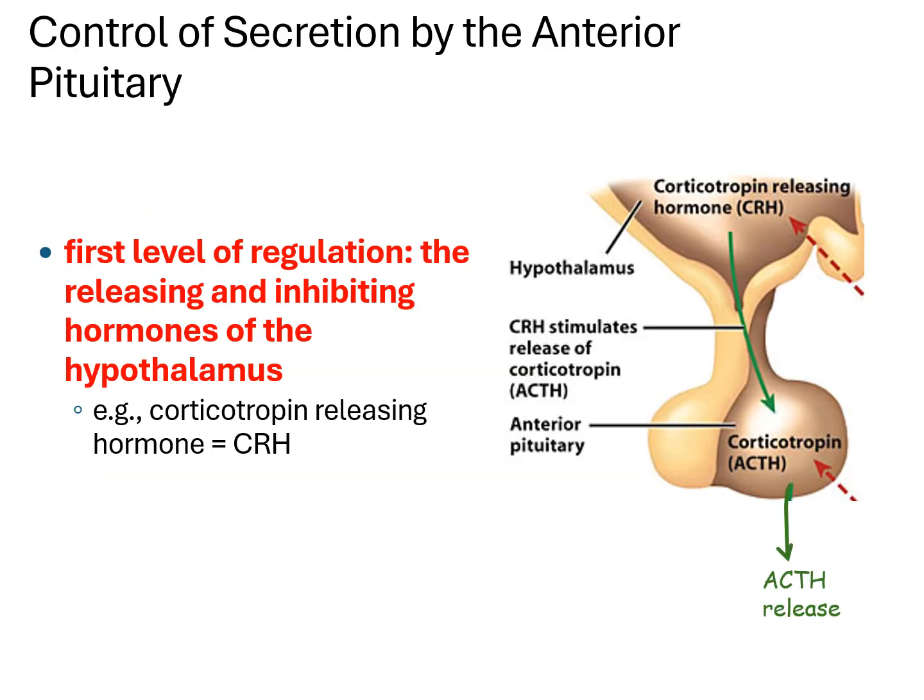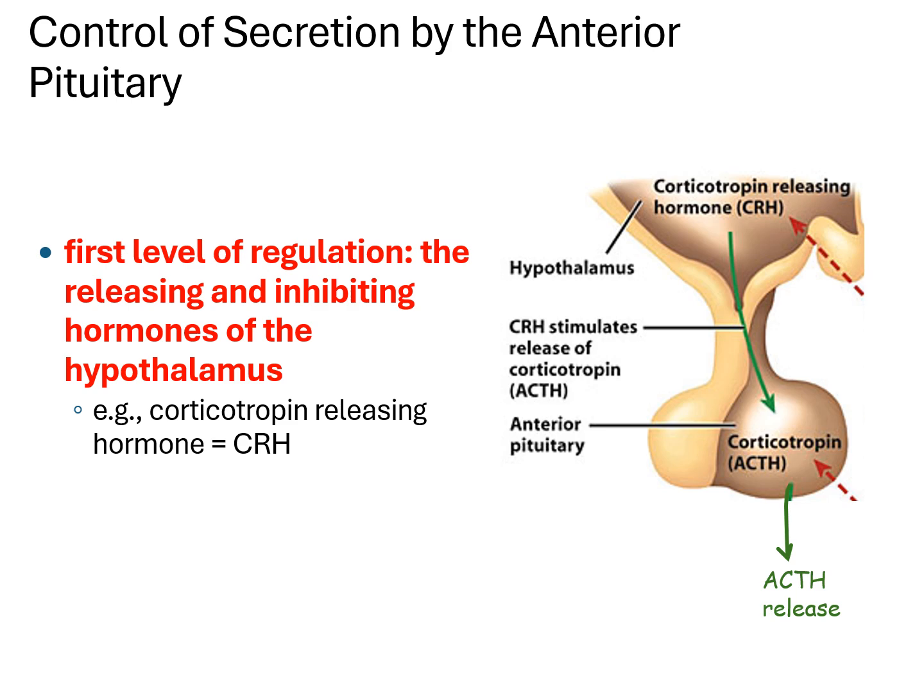Let's go over the control of secretion by the anterior pituitary. The first level of pituitary regulation comes from the hypothalamus. It is the releasing and inhibiting hormones that the neurosecretory cells of the hypothalamus make and dump into the hypophyseal portal system, which is going to take them down to the anterior pituitary.